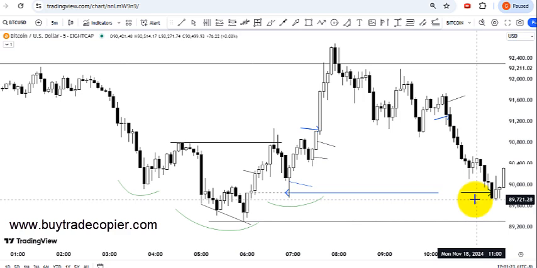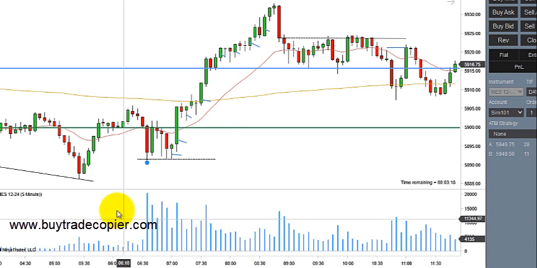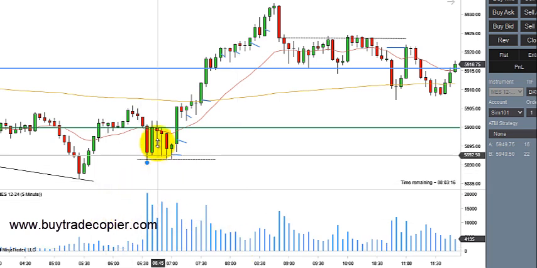It's lightning fast. As soon as I click the buy or sell button on my MT4, it does the exact same thing for you if you are using the TradeCopier to copy my trades. Let me show you the second chart that I was trading today. Here we're looking at the S&P.